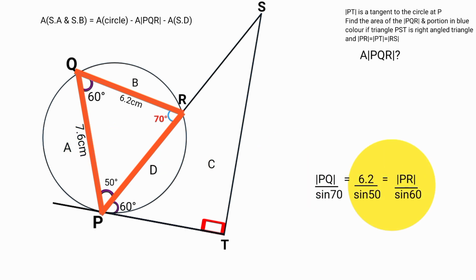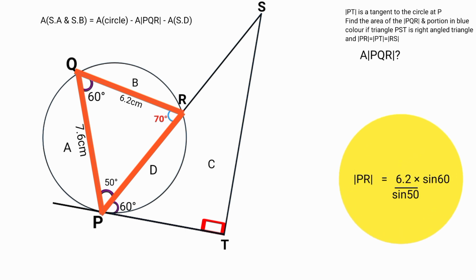Coming back to this part here, 6.2 over sine 50 degrees equal to line PR over sine 60 degrees. Making line PR the subject, line PR equals 6.2 over sine 50 degrees, all multiplied by sine 60 degrees, which if you press your calculator equals 7 approximately. So we found this side here to be 7 centimeters in length.